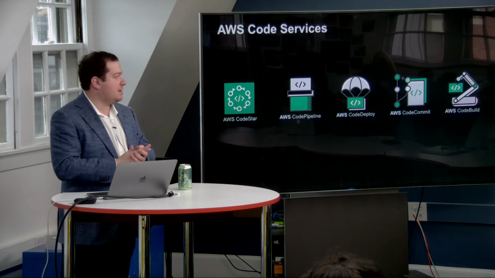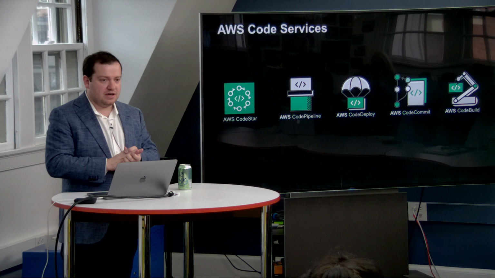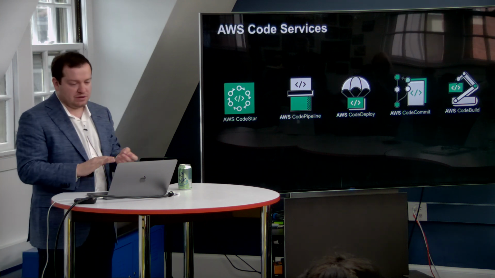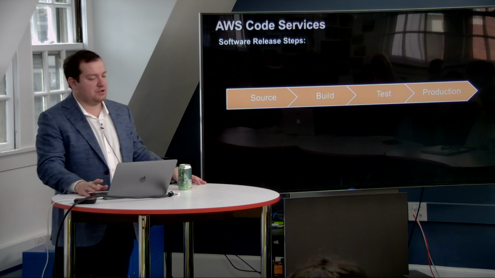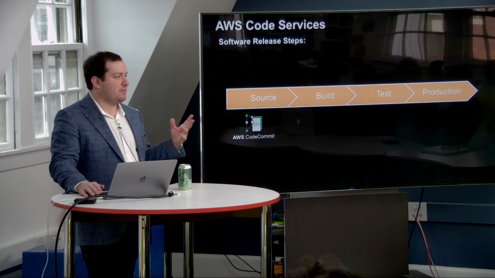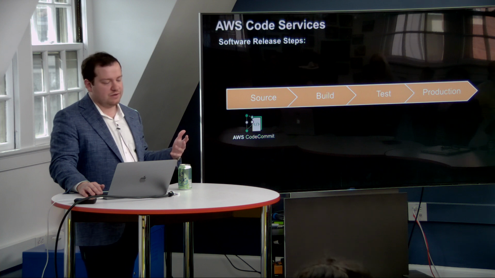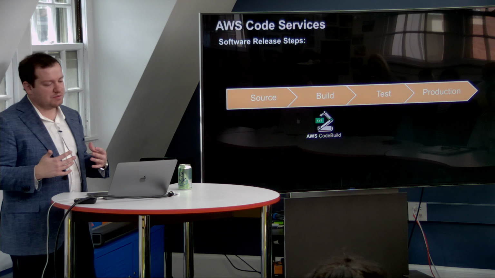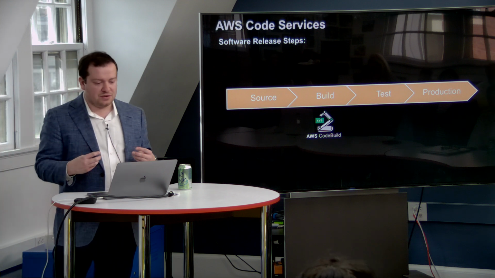We've got a set of code services that can help you do this. We'll be talking today about CodeStar, AWS CodePipeline, AWS CodeDeploy, CodeCommit, and CodeBuild. Let's see how these match up with the software development lifecycle. CodeCommit is our managed Git service, so it helps you with the source stage. CodeBuild allows you to build some code. That goes to the build stage.